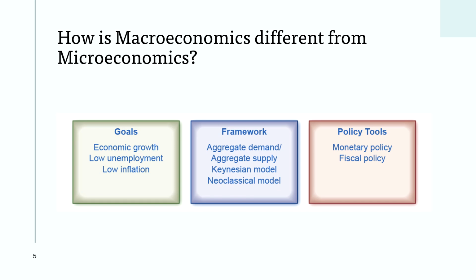To study these goals, economists use aggregate frameworks like the aggregate demand and aggregate supply model. We will cover them later, but these concepts help us understand how the entire economy behaves. To achieve these goals, governments and central banks use fiscal policy and monetary policy to influence economic outcomes.